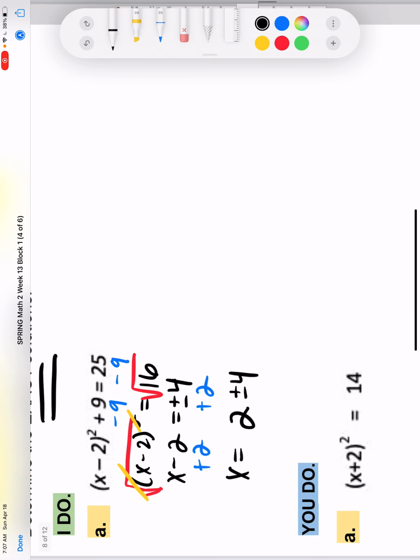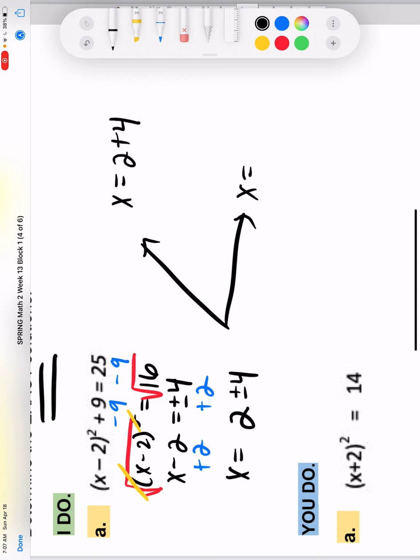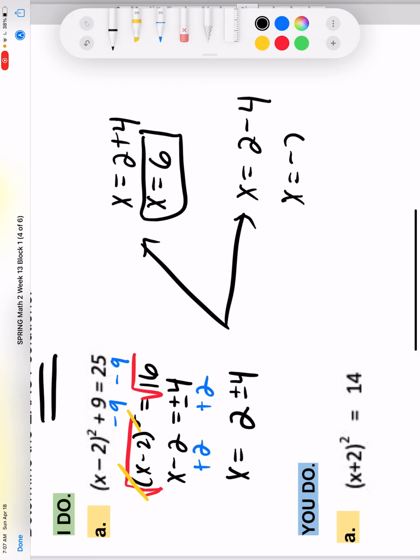So I'm going to move over to the right. Here are the 2 answers it's going to give me. It's going to give me x equals 2 plus 4. Second solution is x equals 2 minus 4. So you're going to go ahead and simplify each. Up at the top, we get x equals 6, which is one solution. Our second solution is x equals negative 2. So those are our 2 solutions for part A.